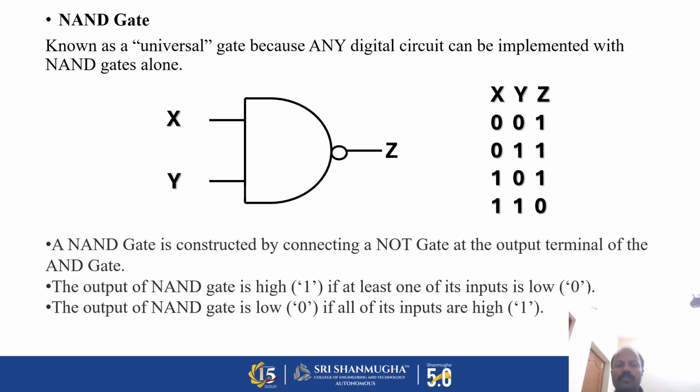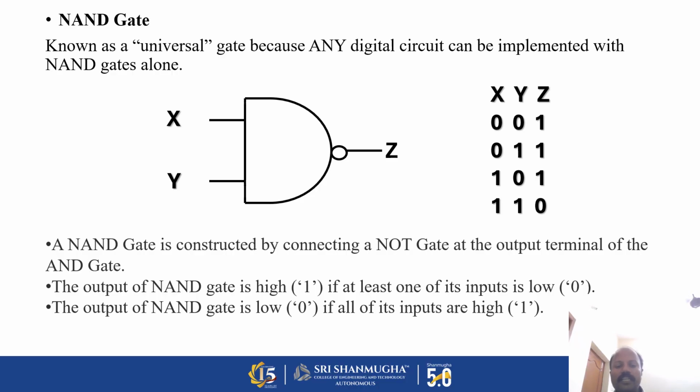NAND gate is known as the universal gate because any digital circuit can be implemented with NAND gates alone. This is the diagram of the NAND gate. That is, for the NAND gate, when you use a bubble at the output, we get the NAND gate. Here it will be exactly opposite to that of the AND gate. In the truth table, you can see that for all the cases the output is exactly the opposite of the AND gate.